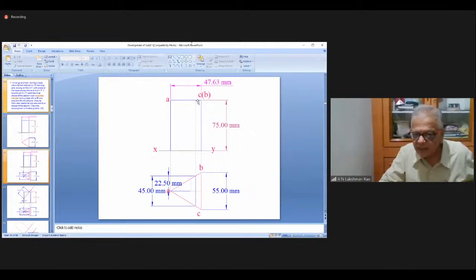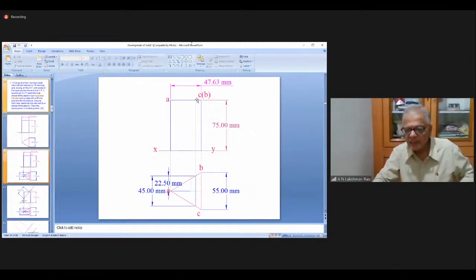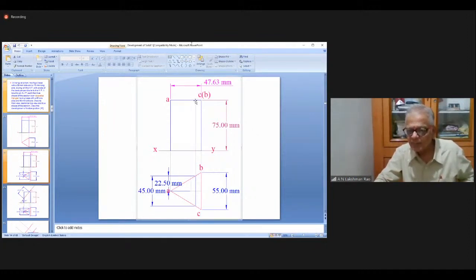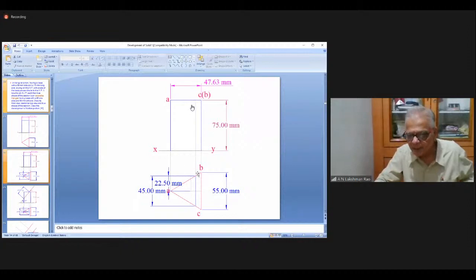Now, when I draw this, dear students, this is looking like a point. Whatever I am putting with the cursor, you are seeing as a point. Please remember that it is not a point. It is a blue line, this line. Similarly, C bracket B. C bracket B is not a point. It is a straight line CB.